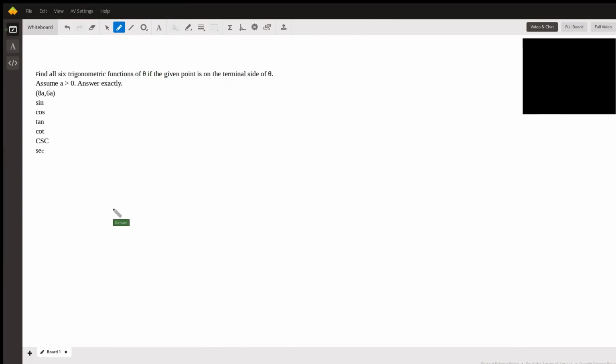This is a question from trigonometry, and it should be fairly straightforward to solve this once we get a diagram drawn. So I'm going to start with that. I'll start drawing a diagram here. And we're dealing with the point 8a, 6a, so I'm going to put a point there, 8a, 6a. There we go. And we're interested in this angle here, theta.